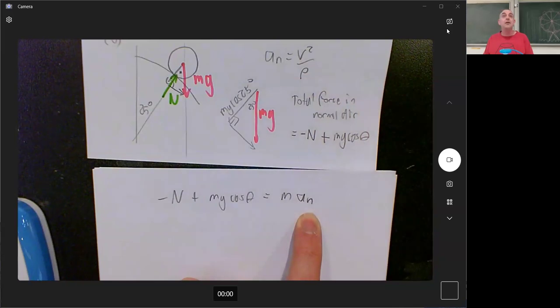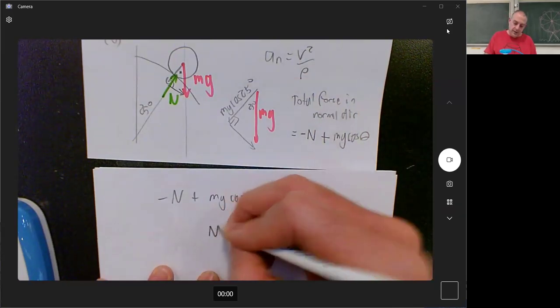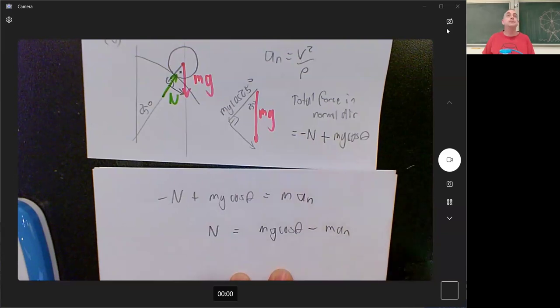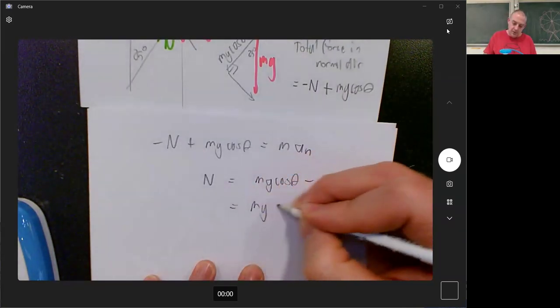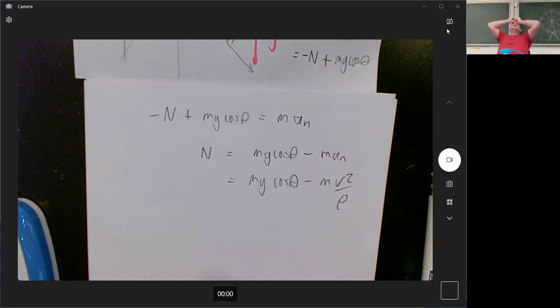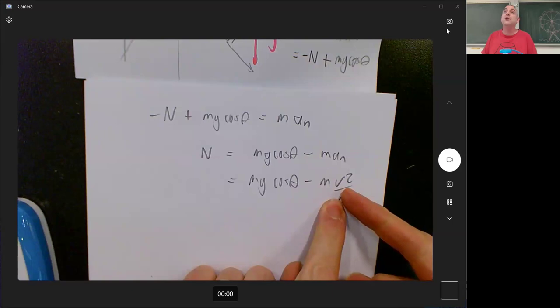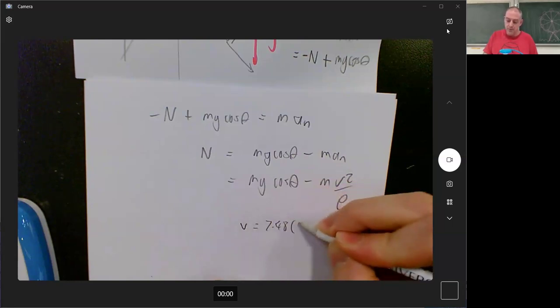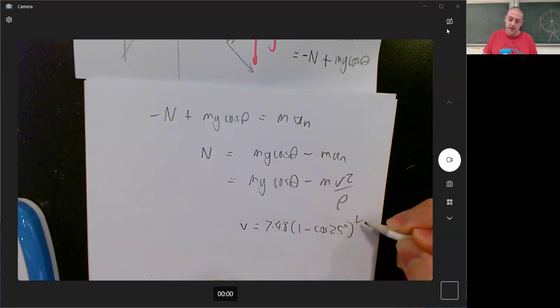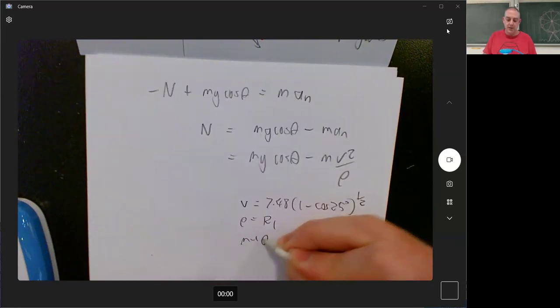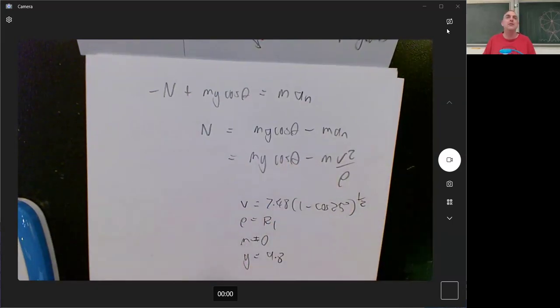And we just figured out v. And so N is therefore, put that over there, mg cos theta minus m a, which is mg cos theta minus mv squared on rho. Yes, okay. And we just found a formula for v based on theta, so we can sub that in. So v is that 7.481 minus cos 25 degrees, to the half. And rho is radius number 1, so we can sub that in. The m is 10, and the g is 9.8. And that's 25 degrees as well. When we sub that all in, it gives me what N is.